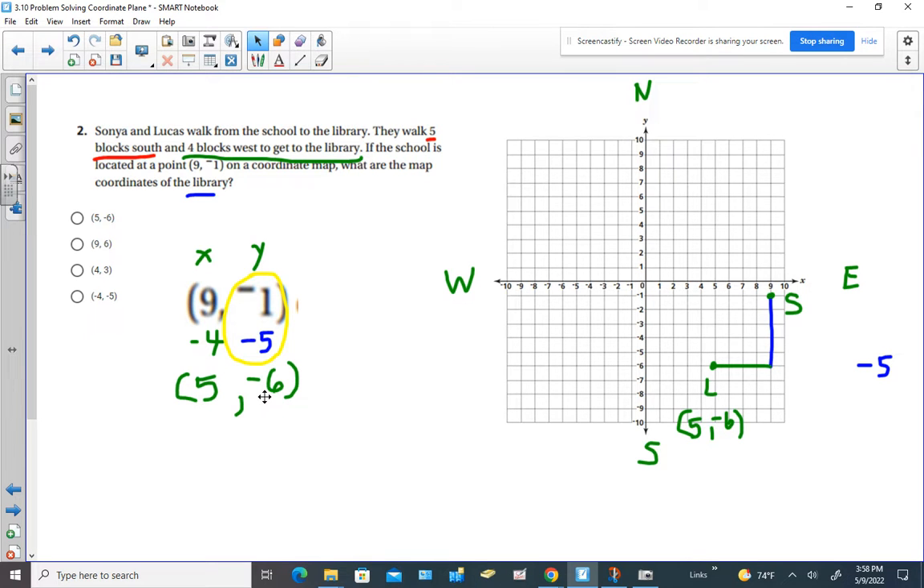So which answer choice matches that? The first one right here. This matches it. So you're going to bubble that in.